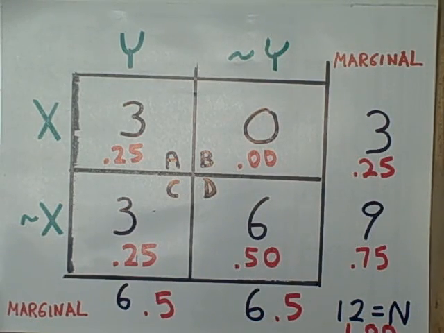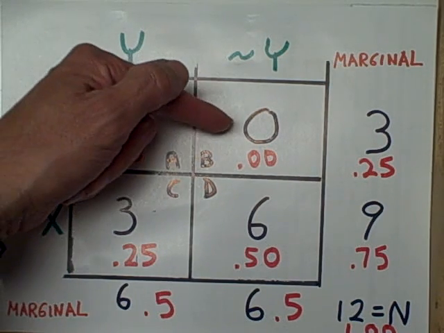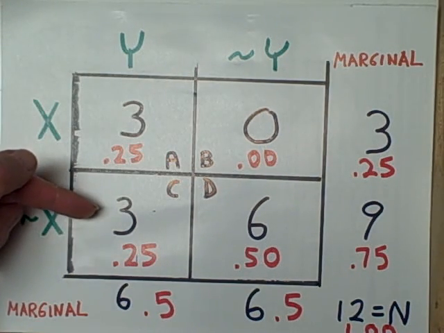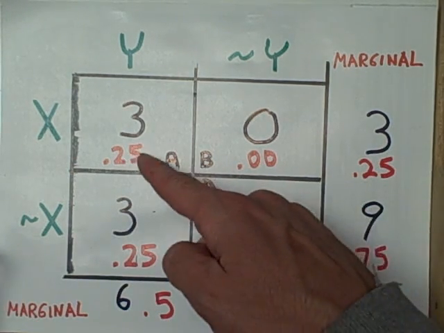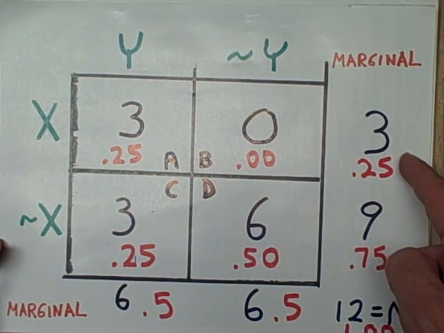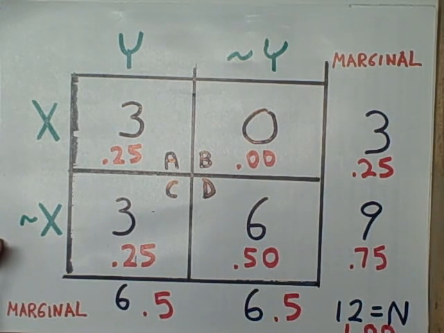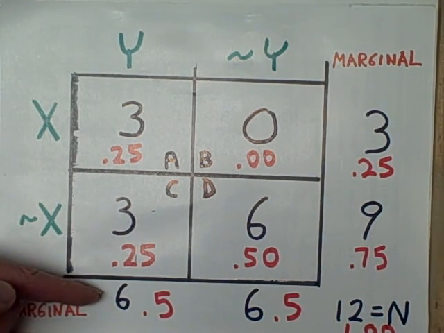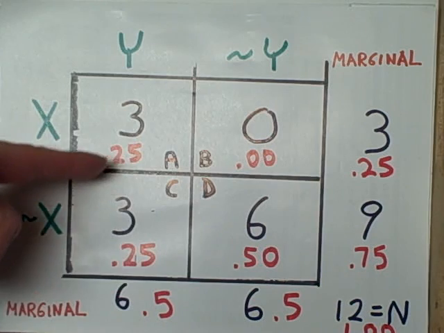So let's suppose that we record our number of observed cases: 3 cases in cell A, 0 in B, 3 in cell C, and 6 in cell D. This means that we had a total of 3 cases where x was present and a total of 9 cases where x was absent. We had a total of 6 cases where y was present and a total of 6 where y was absent. In other words, we have 12 total cases, and they are distributed in the 4 cells in this way.